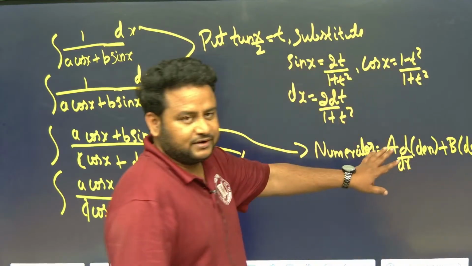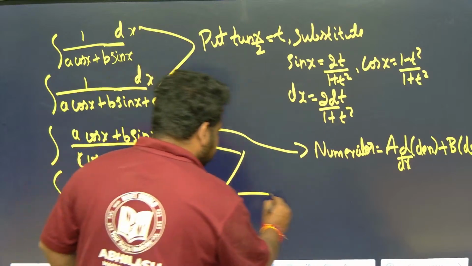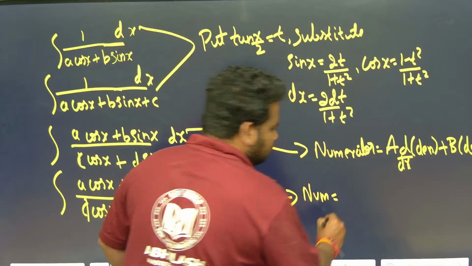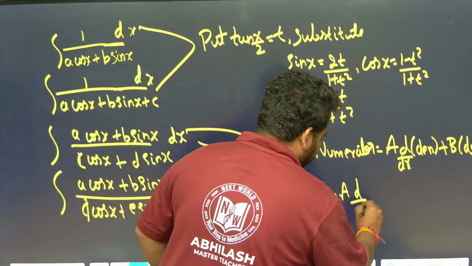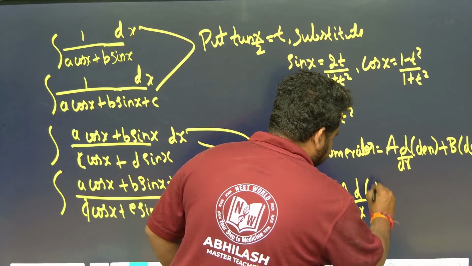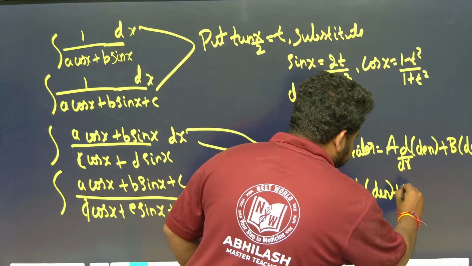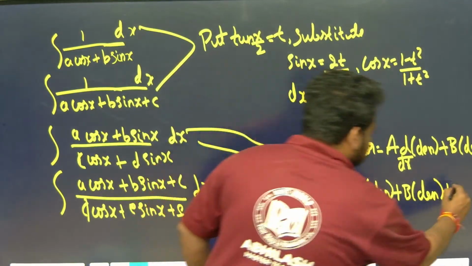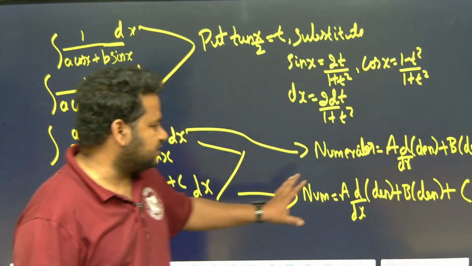Okay, b times denominator. This is one type. Here a constant is there, a similar thing, but you will add the constant also. So the numerator will be equal to a times d by dx of the denominator plus b times the denominator plus another constant, capital C. Okay, this is how you will solve the question.